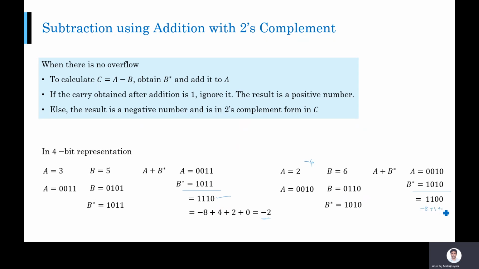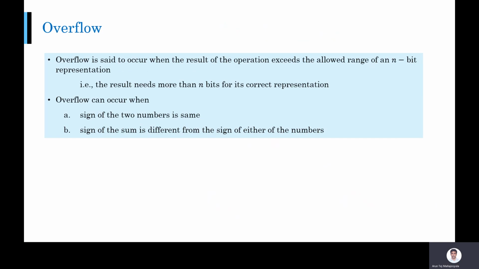You can check this. So this is -8 plus 4 plus 0 plus 0, which is -4. So you already got your answer of -4 in 2's complement. So subtraction using addition with 2's complement is very easy to do. These are all the reasons why 2's complement is preferred over 1's complement representation.